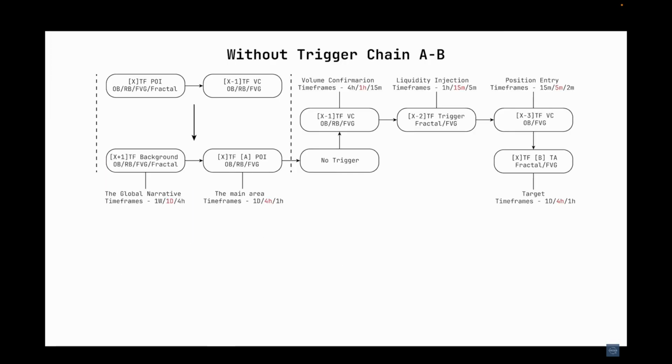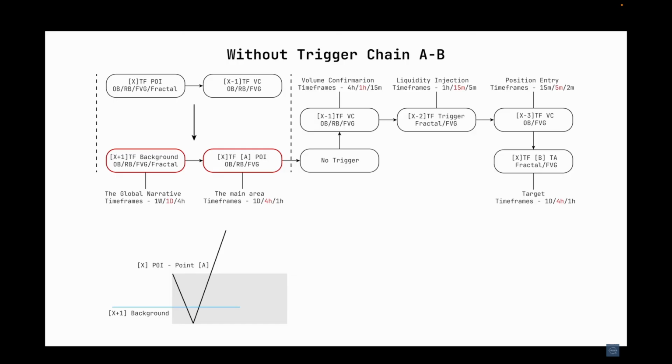The second algorithm is called without trigger chain AB. It is similar to the classic chain, except that it lacks a trigger on X-2. Again, we get the background for our positions, which can be an order block, rejection block, fair value gap, or fractal point on the X time frame. After this, we get volume confirmation using one of our volume tools on X-1, and this zone becomes our new X point of interest or point A. The previous X is then noted as X plus 1.